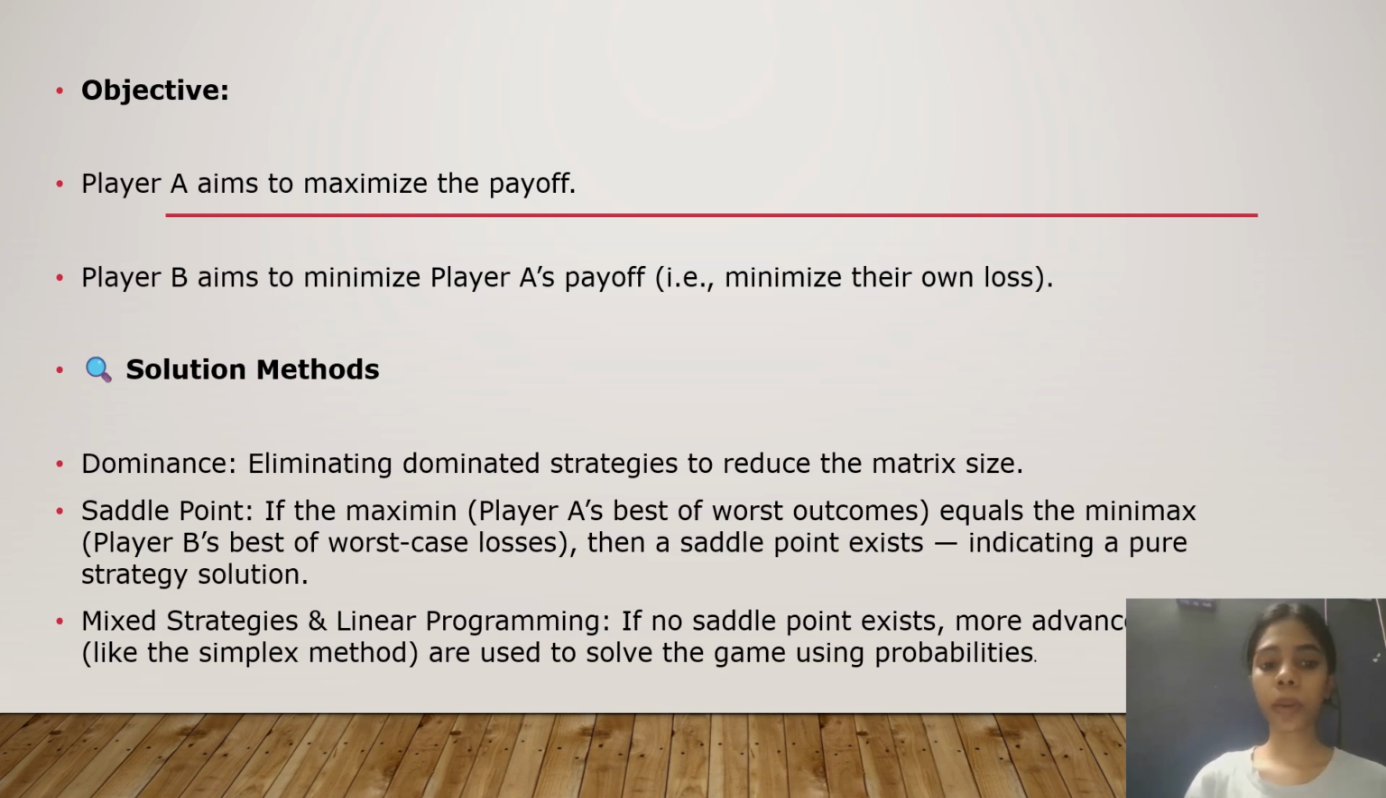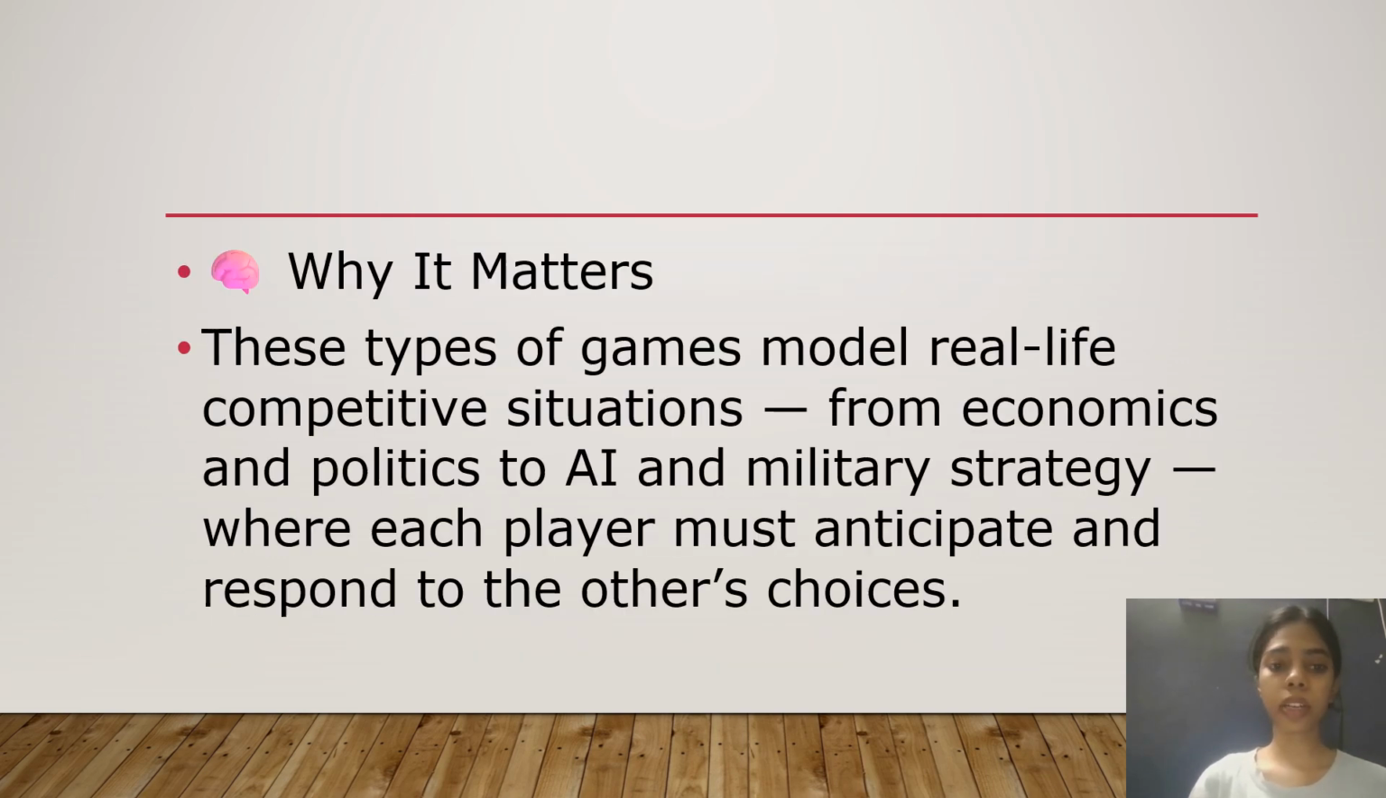Solution methods are dominance, eliminating dominated strategies to reduce the matrix size; and the saddle point: if the maximin of player A's worst outcomes equals the minimax of player B's worst case, then a saddle point exists, indicating a pure strategy. Mixed strategies and linear programming: if no saddle point exists, more advanced methods like the simplex method are used to solve the game. Why it matters: these types of games model real-life competitive situations, from economics and politics to AI and military strategy, where each player must anticipate and respond to others' choices.